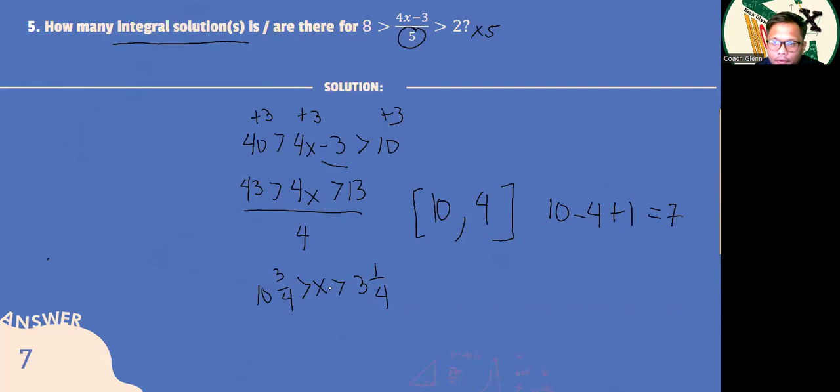Why is it 4? How about for negative integral solutions? I don't think that we have a negative integer solutions. Do we have a negative integer solutions? I don't think that we can get a negative solution.